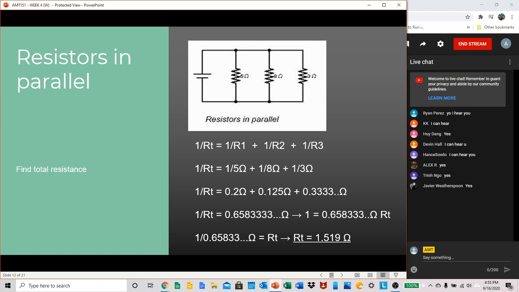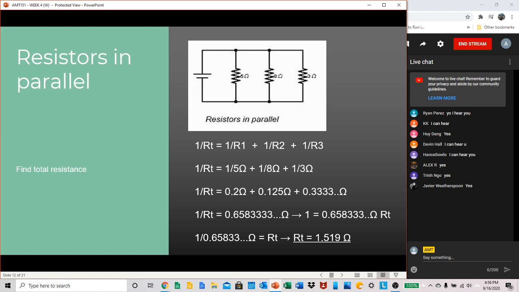We have this diagram here, our resistors in parallel. It's a little hard to read, but still legible. We have our battery, but we don't have a voltage here because I don't care about that right now. We're just looking for total resistance, so voltage and current don't really factor into that equation. Remember, this is resistance in parallel circuits. In this diagram, we have a resistor connected in parallel that is a 5 ohm resistor, an 8 ohm resistor, and a 3 ohm resistor.